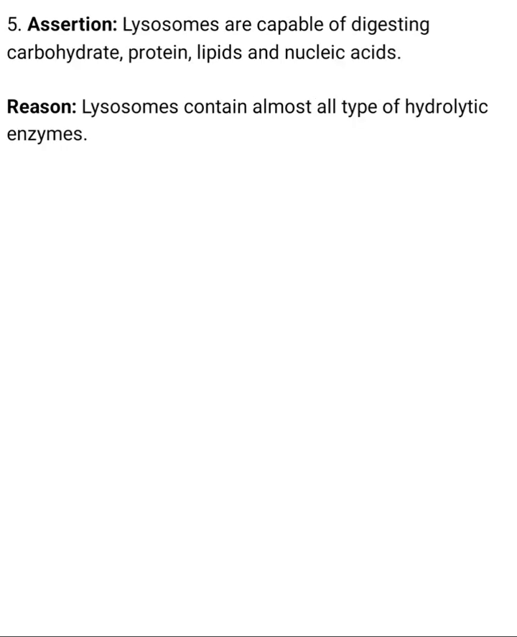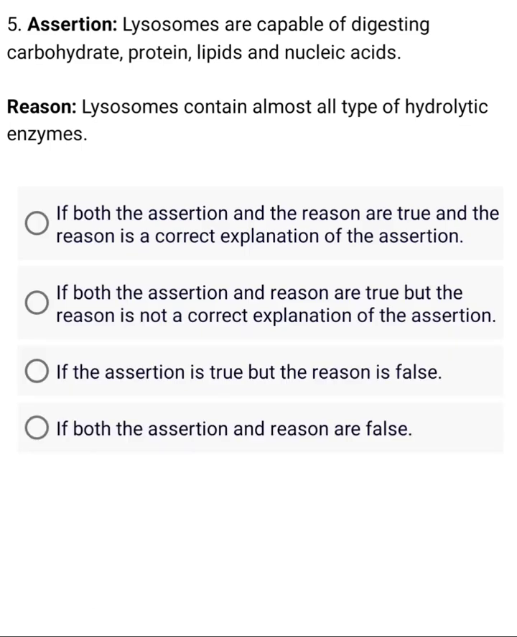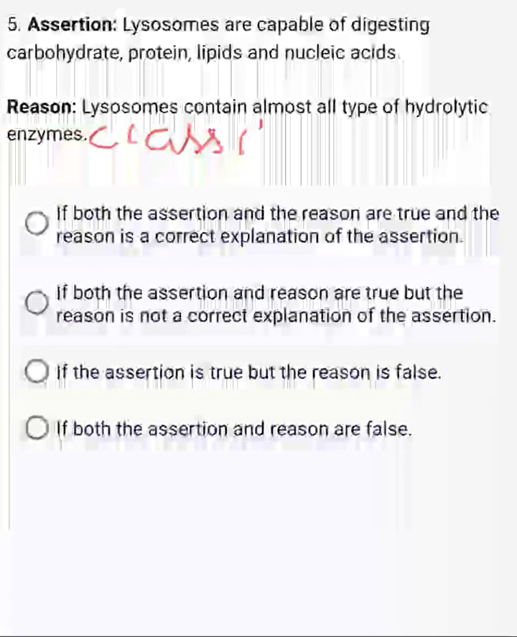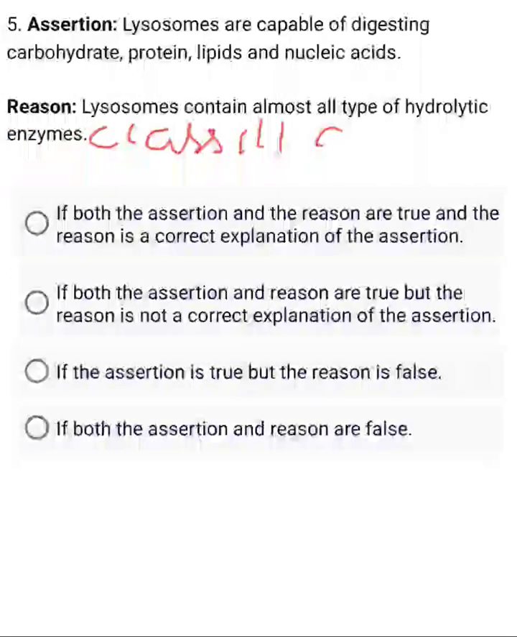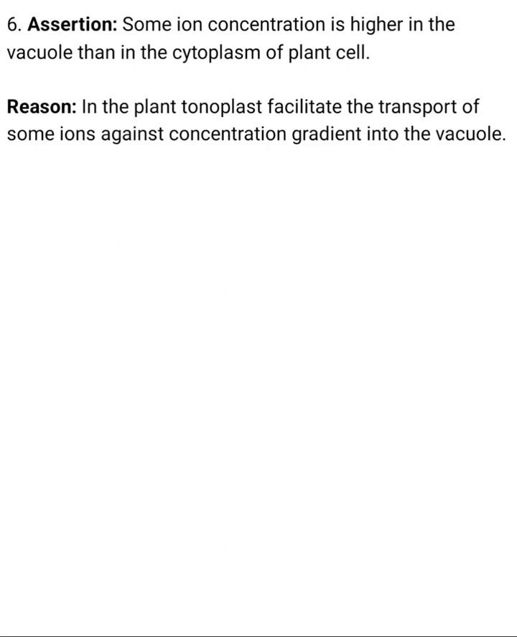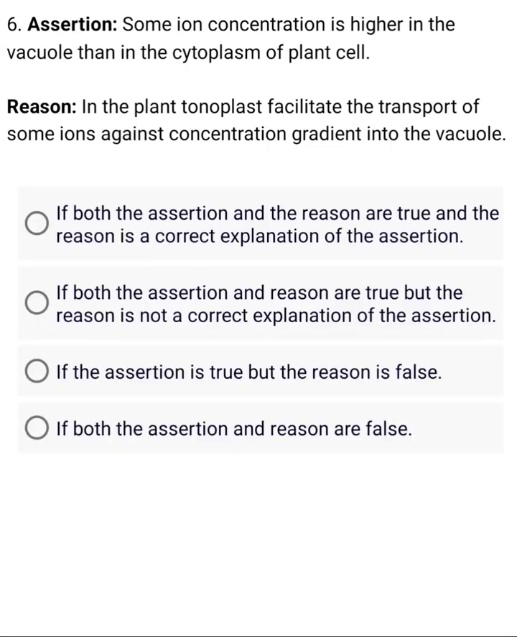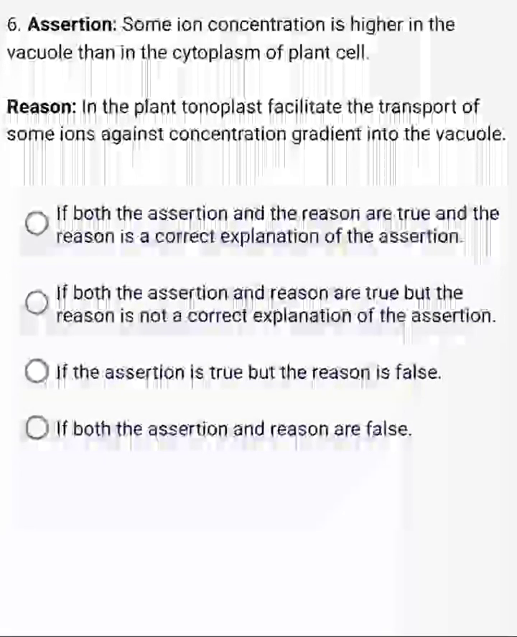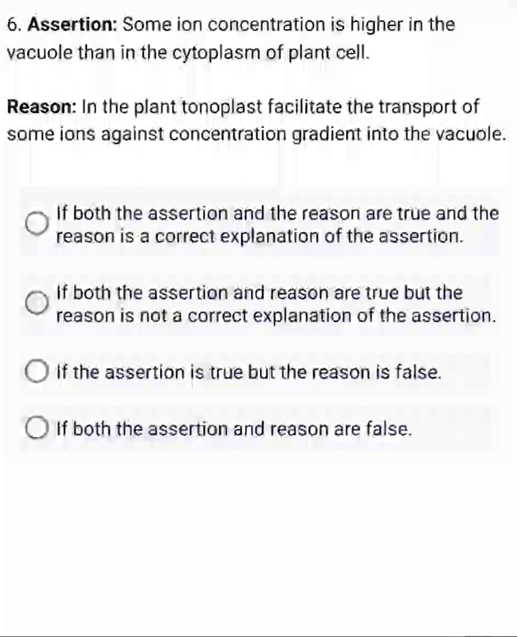Right. Assertion: Lysosomes are capable of digesting carbohydrates, proteins, lipids and nucleic acids. Reason: Lysosomes contain almost all types of hydrolytic enzymes. A. If both the assertion and the reason are true, right. Assertion: Some ion concentration is higher in the vacuole than in the cytoplasm of a plant cell. Reason: In plants, the tonoplast facilitates the transport of some ions against the concentration gradient into the vacuole.